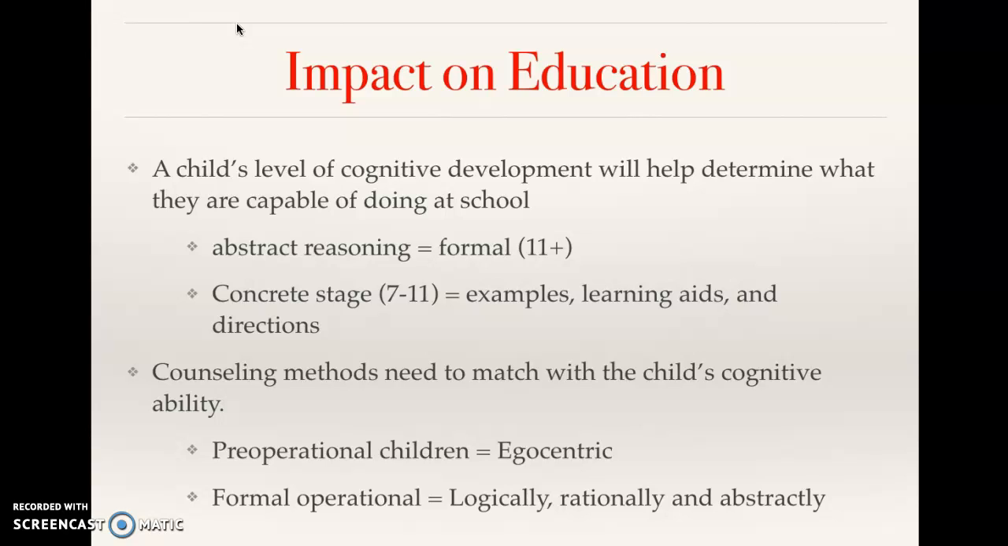Knowing these stages is also helpful when it comes to counseling, because counseling methods need to match the child's cognitive ability. Preoperational children's behavior and thinking are egocentric, which means that the child cannot take the role of or understand the viewpoint of others. And when it comes to formal operation, adolescents enter formal operational levels when they have the ability to think abstractly. Then they are able to be more flexible with manipulating information.